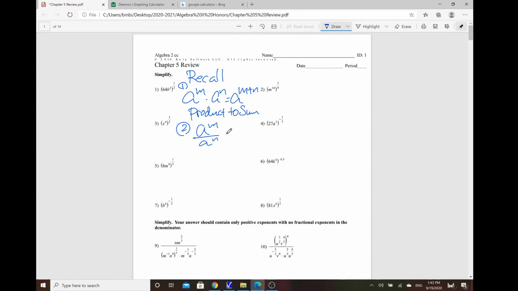And then the other one is called quotient to difference. So a to the power of m over a to the power of n would be a to the power of m minus n. And then the third one is called power of power. So it's a to the power of m times n. Okay, so power of power.